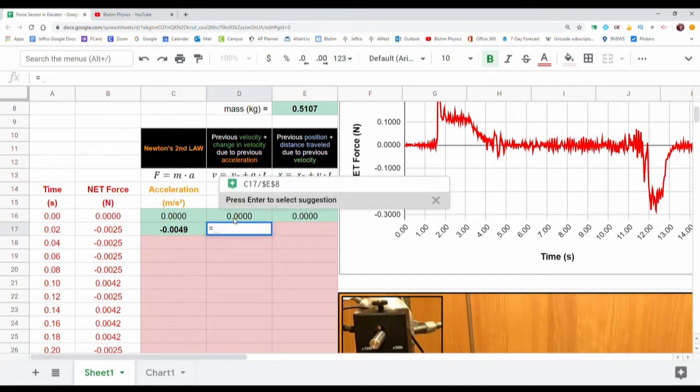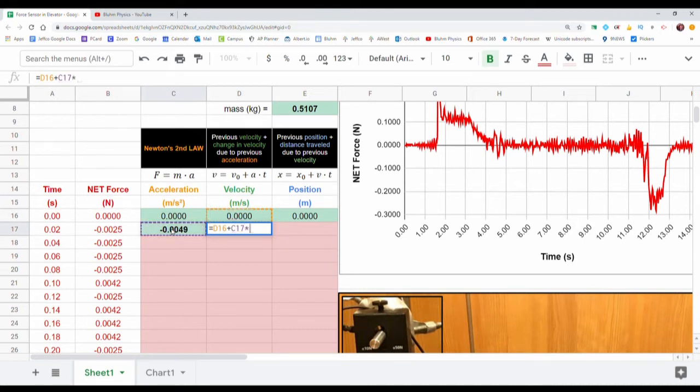And it is the initial velocity, which is the number just above it, plus this acceleration times time. Now I have to be careful. If I just click on the number over here, that would be okay for this cell, but it was only accelerating at that rate for 2/100ths of a second.